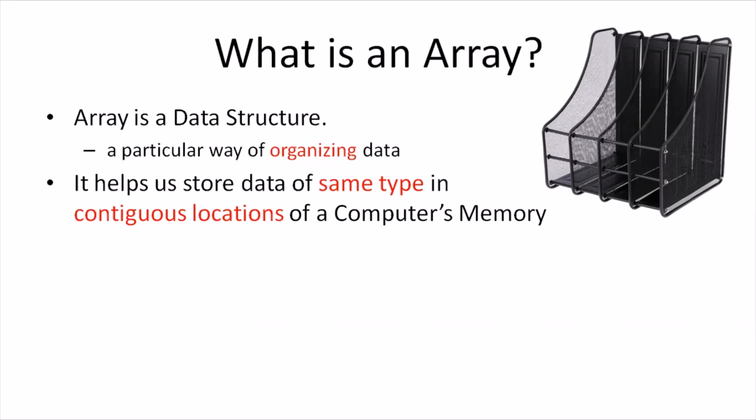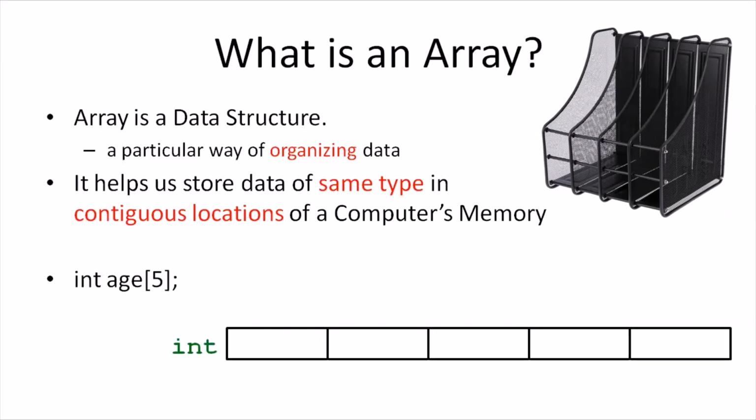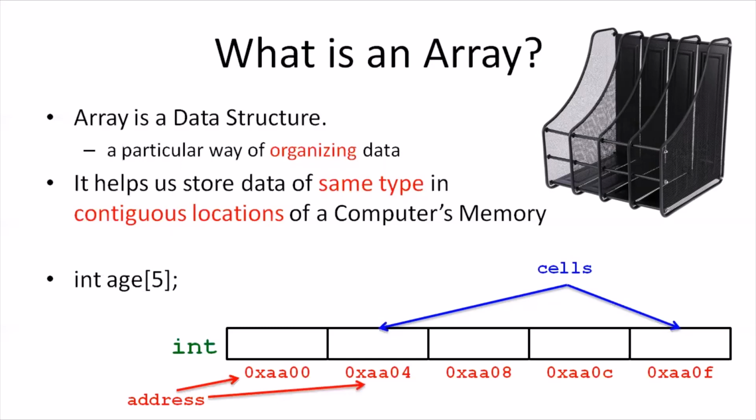In order to declare an array, we simply write the data type of the array followed by the name of the array and the size of the array in square brackets. For example, int age[5] is going to create a 5-celled array of type integer. Here, each cell is capable of holding an integer, and since an integer takes 4 bytes of space in a GCC compiler with 32-bit machine, if the address of the first cell is 0xAA00, the address of the next cell will be 0xAA04, and the following cell will have the address 0xAA08, and so on.